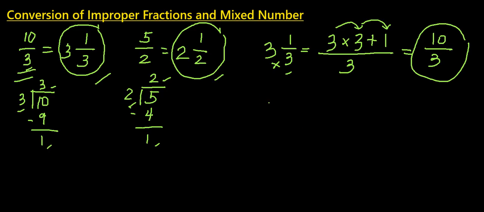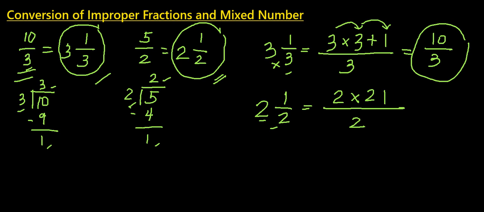Let's have another example. 2 and 1/2. So let's copy the denominator, which is 2. Whole number times the denominator plus the numerator. 2 times 2 is 4, plus 1 is 5 over 2.